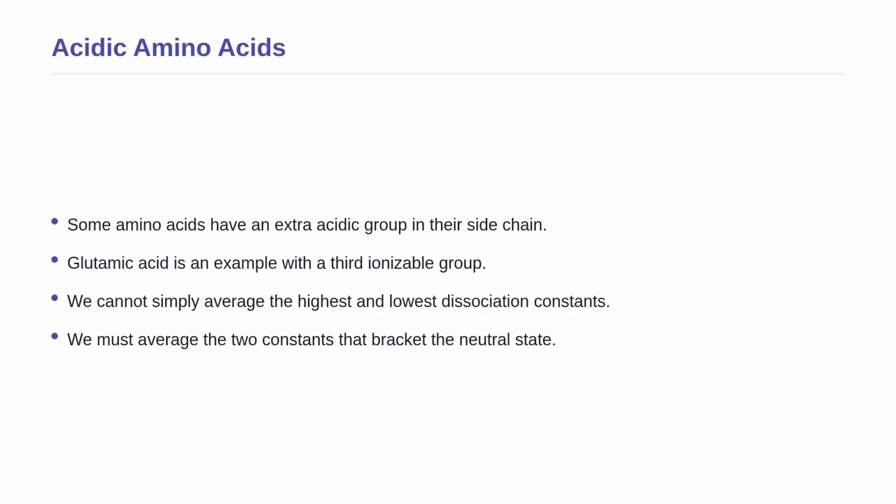When an amino acid has an ionizable R group, we cannot just average the highest and lowest values like we did before. Instead, we must carefully select and average only the 2 specific dissociation constants that bracket the neutral zwitterion state. For an acidic amino acid, this neutral state occurs between the loss of the first and second acidic protons.